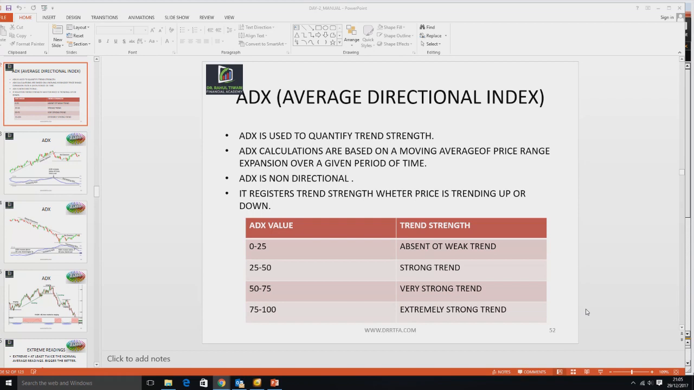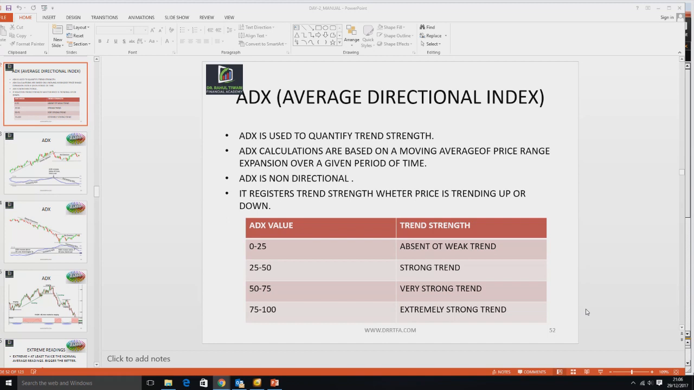Now you can measure the strength of your trend according to the ADX values. If the ADX value is between 0 and 25, there is an absence of a trend or a weak trend. In a nutshell, if the ADX value is between 0 and 25, the market is sideways on an index. Or if you are doing stock-specific trading, and the ADX value is between 0 and 25, then the stock is not trending, it is moving sideways.